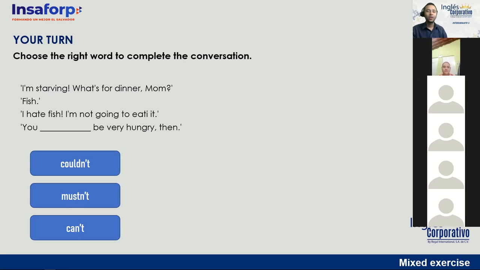I'm starving. Me muero de hambre. What's for dinner, Mom? Fish. I hate fish. I'm not going to eat it. You couldn't be very hungry then. You mustn't be very hungry then. Or you can't be very hungry then. Se dicen las mamás en El Salvador también. Tal cosa hay. No, no quiero. Ah, pues no tenés hambre. Okay. So, what is the correct form?